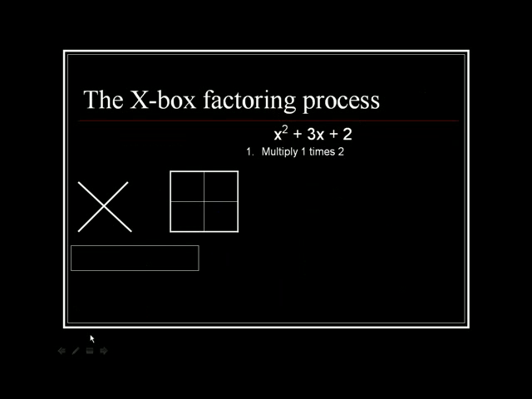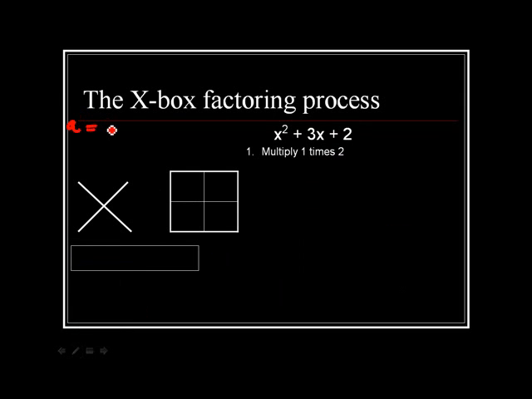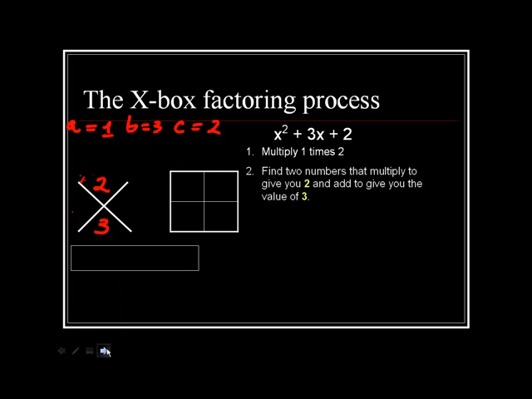So let's look at the x box with real numbers. First of all, in our equation x squared plus 3x plus 2, let's identify your a, b, and c. So your a is equal to 1, b is equal to 3, and c is equal to 2. We're going to multiply a times c, that's going to give you 2. Your b is 3, that goes at the bottom. Now we want to find two numbers that multiply to give you 2 and add to give you 3. So those are 2 and 1, and we're going to put an x there.